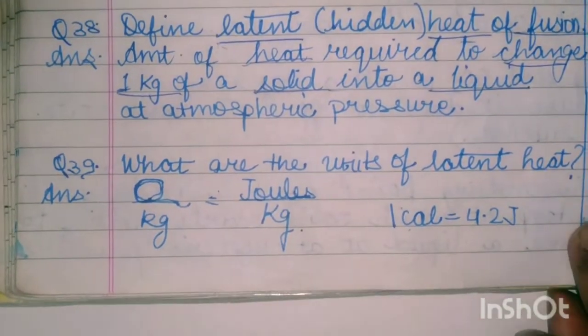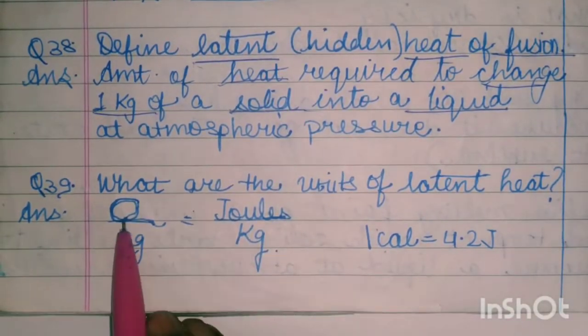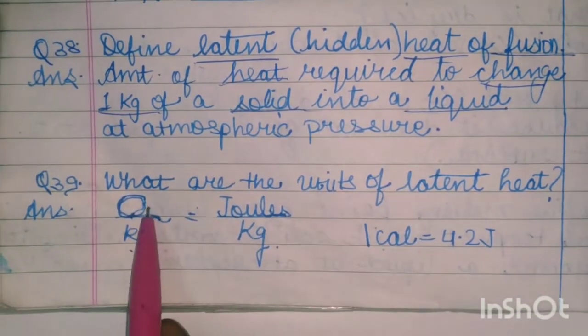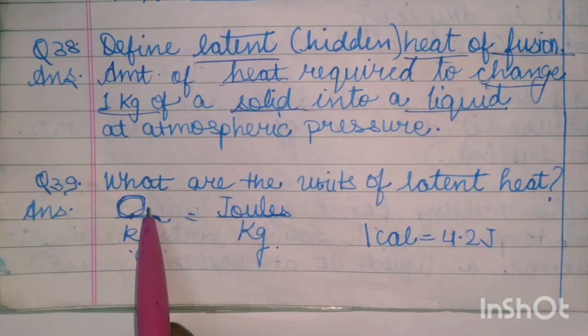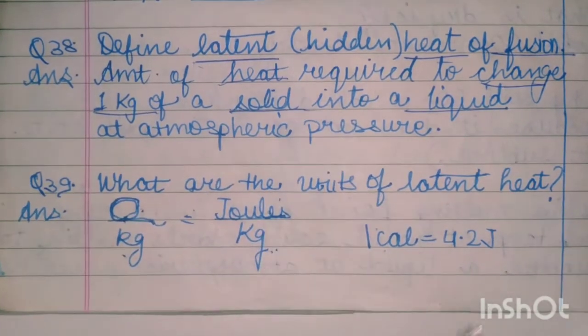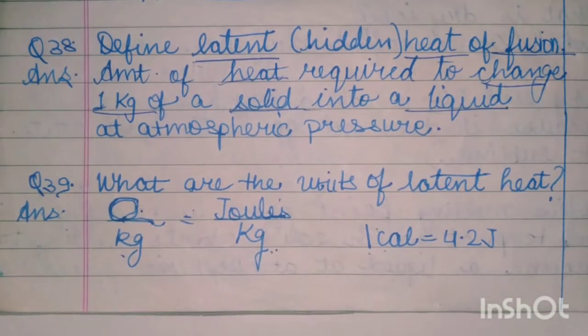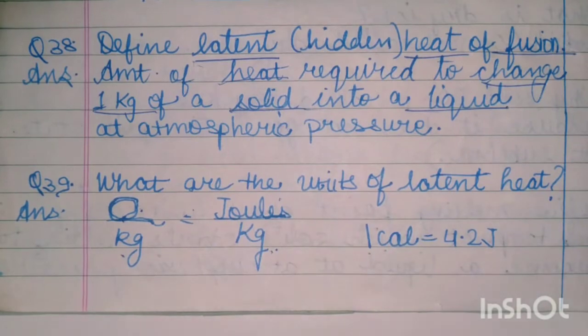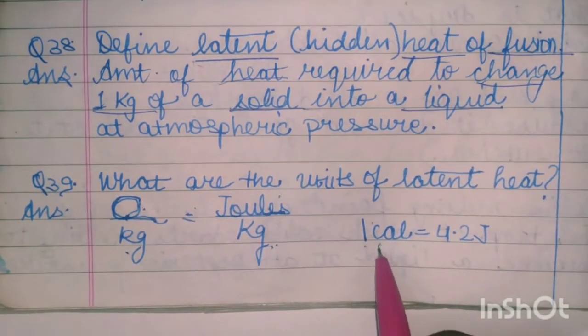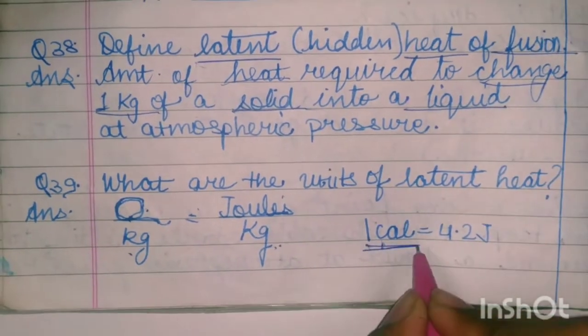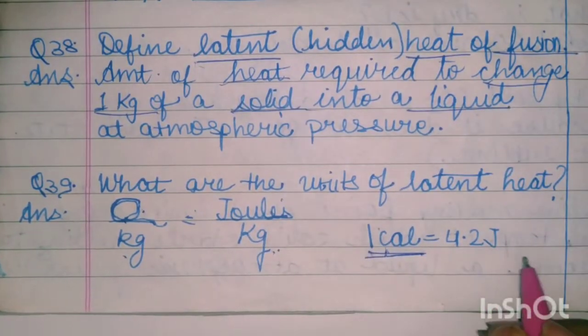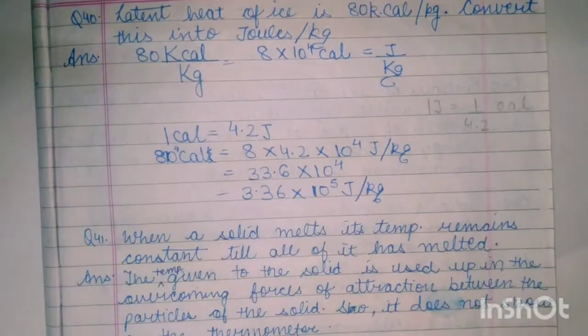What are the units of latent heat? That is Q upon kg. What is this Q? This Q represents charge, that is joules upon kg, and 1 calorie. You might have seen a calorie, CAL, written on food packets, and you might be wondering what this is. Today I am telling you that is calorie. 1 calorie equals 4.2 joules, and we'll perform some basic questions on this concept.